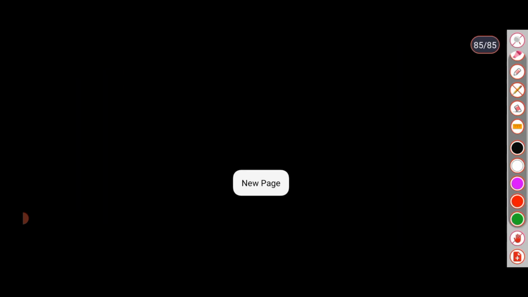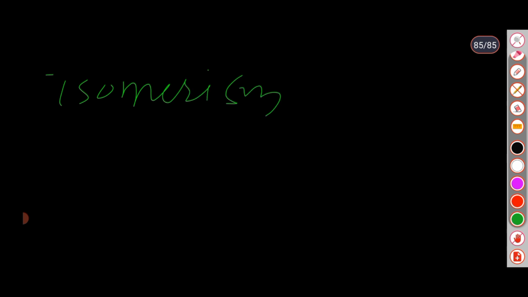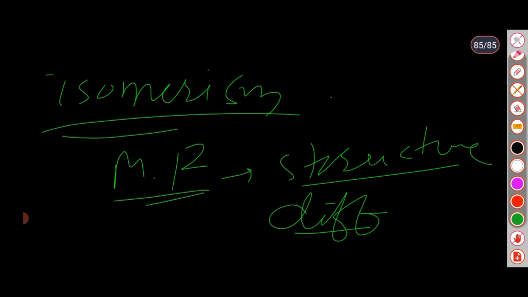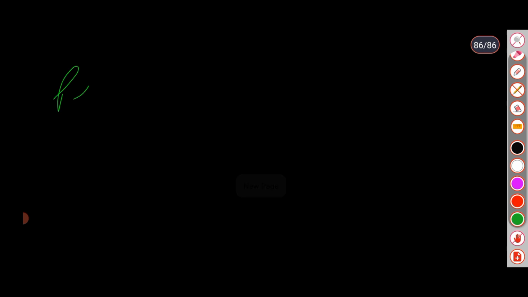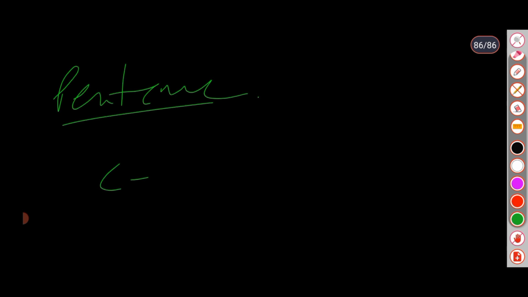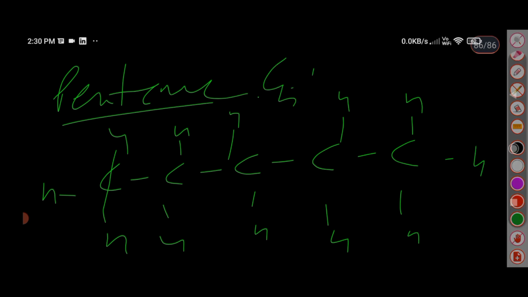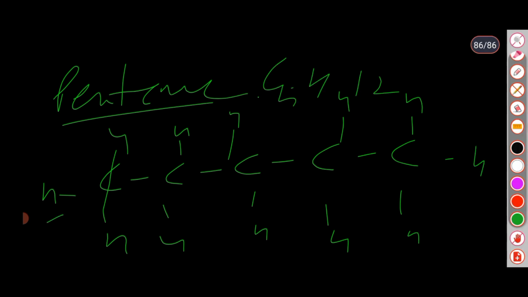Next point is related to isomerism. If the molecular formula is the same but the structures are different, the compounds show isomerism. Draw the structure of pentane. So simply n-pentane, all the valencies are satisfied by hydrogen. Formula of pentane C5H12. Count 1, 2, 3, 4, 5, 6, 7, 8, 9, 10, 11, 12. So it will be okay.